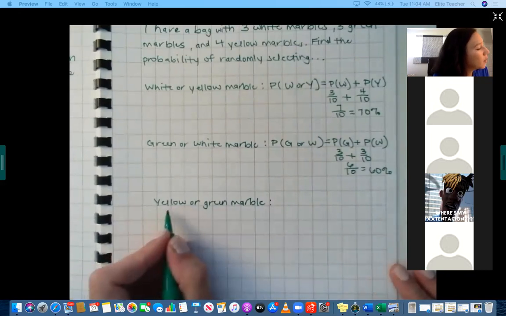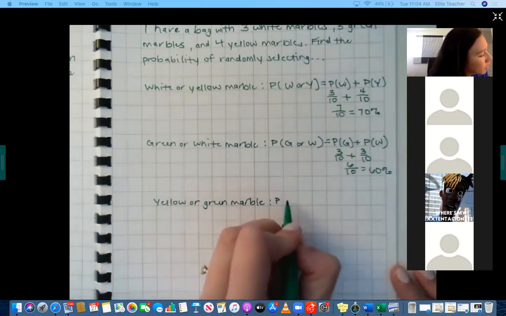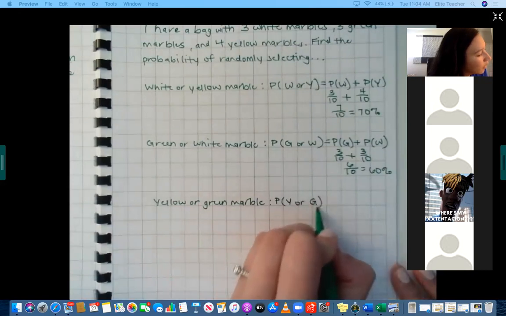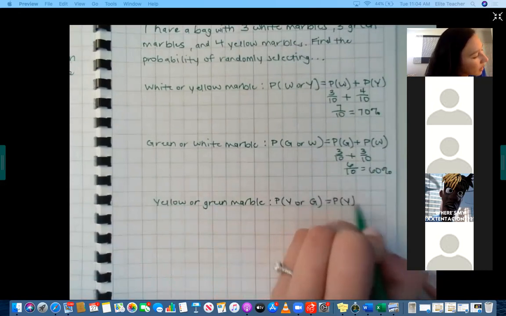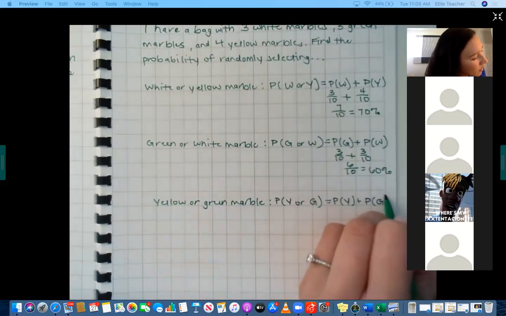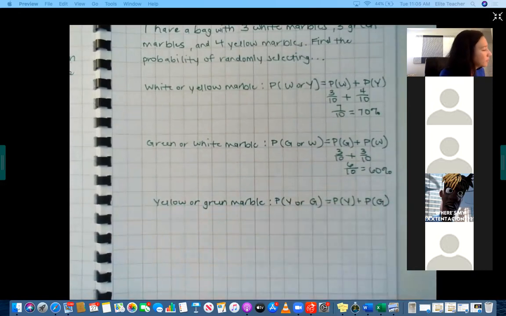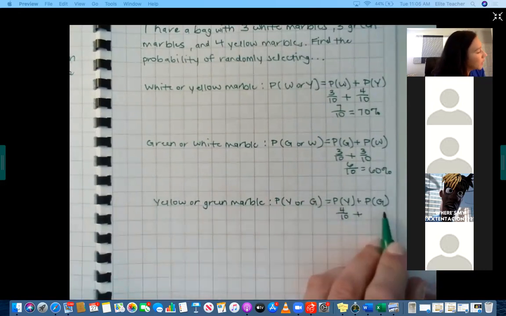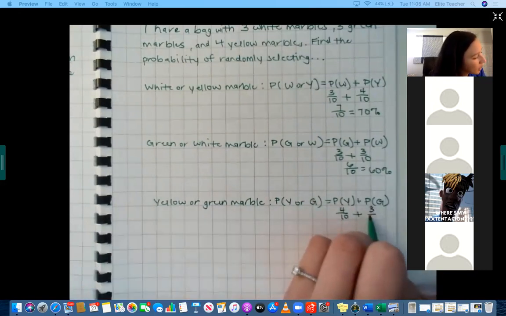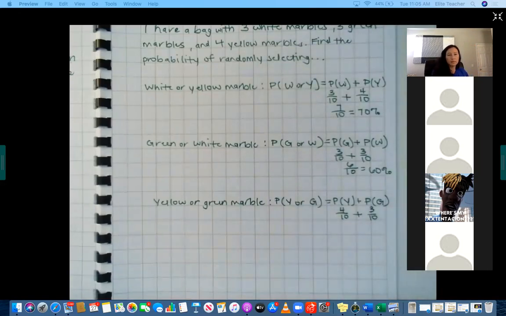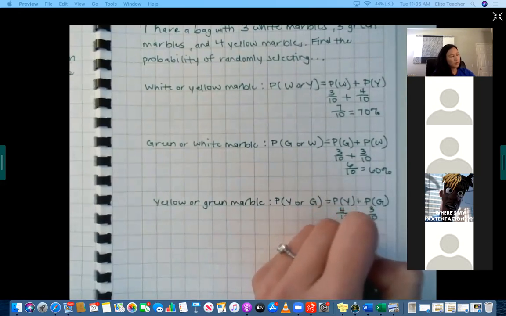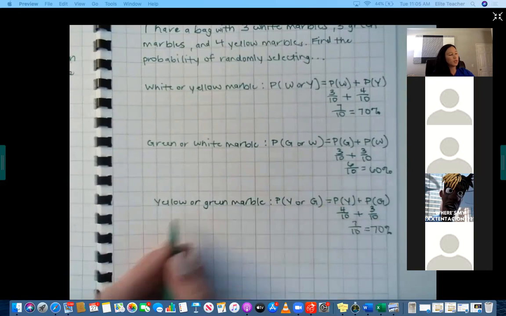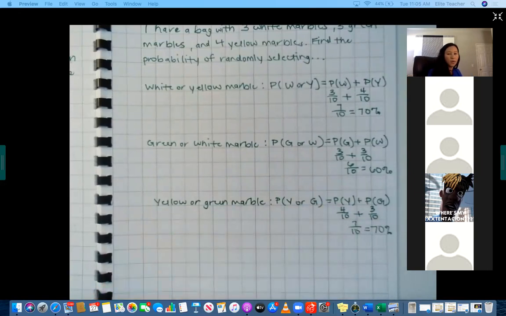So then the probability of a yellow or a green marble: we add the probability of picking a yellow and the probability of picking a green. Yellow on the previous page we said is 4 out of 10, plus the probability of picking a green, which is 3 out of 10. So 4 plus 3 is 7, so 7 out of 10. So you have a 70% chance of picking a yellow or a green marble.